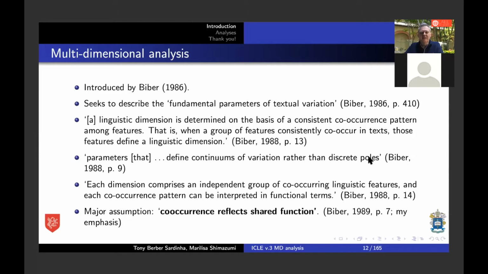So that is very important. So we don't interpret the linguistic features linguistically, we interpret them in terms of what they do in the language, all right? So that's why that's in bold. So co-occurrence reflects shared function, all right?